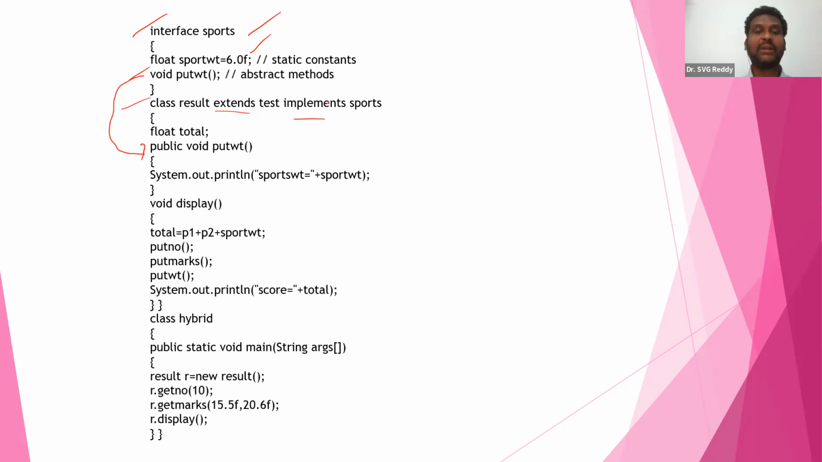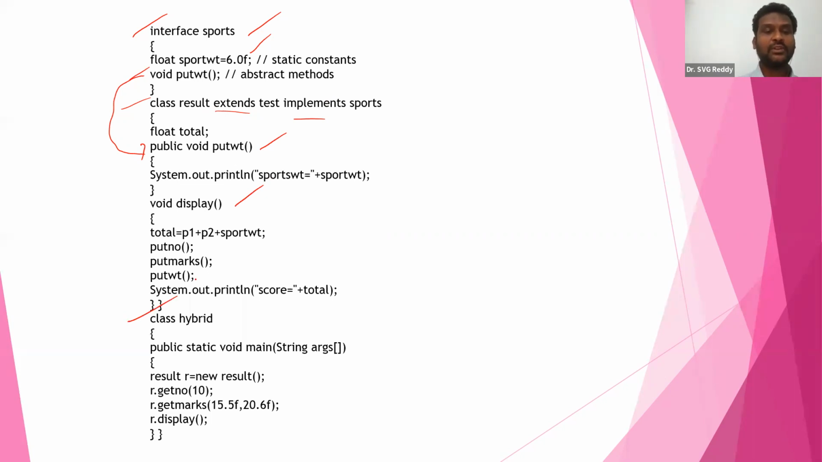So we are able to derive from multiple sources using an interface. If it is a class, no, it will give an error. So it contains what? The put weight definition, and the display definition, and then the display function here, of course. And then the main class, Hybrid, now.